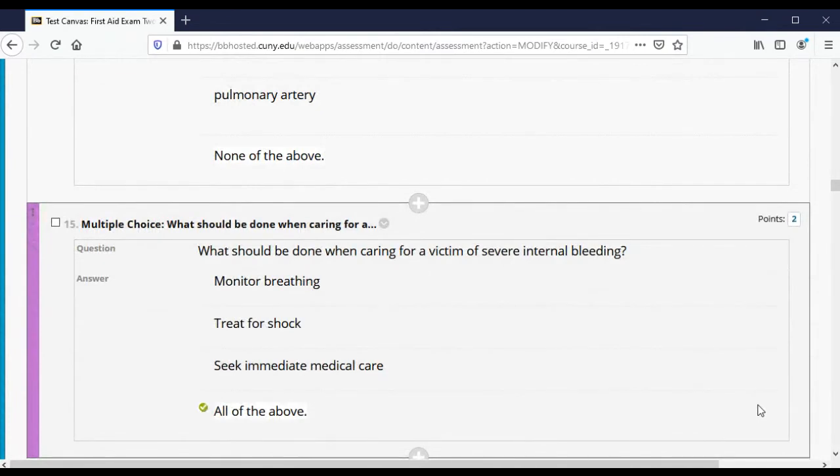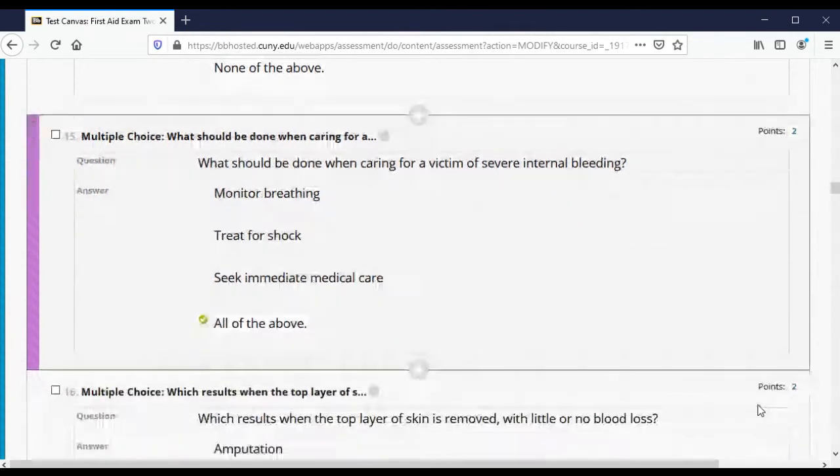What should be done when caring for a victim of severe internal bleeding? One of the answers is not even a choice, but is to recognize internal bleeding. But of course, monitor breathing, treat for shock. Remember the ABCs. Seek immediate medical care. And that really pretty much, if you're suspecting internal bleeding, means calling 911. So all of the above.